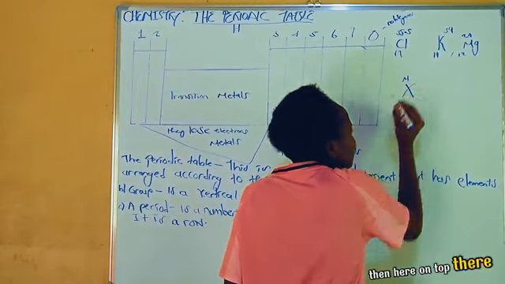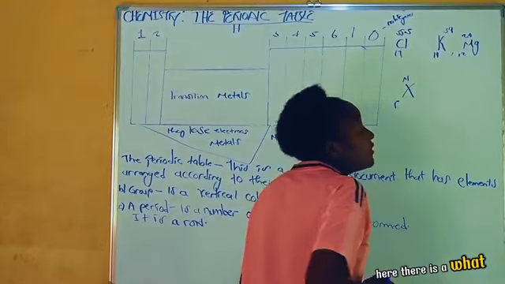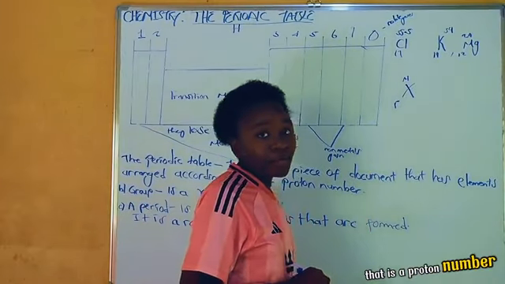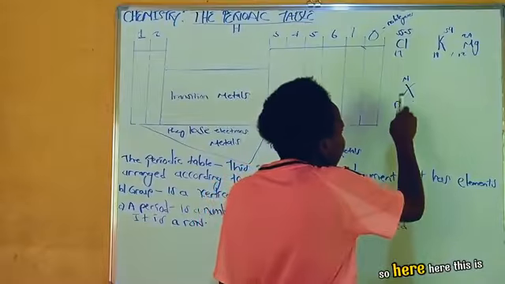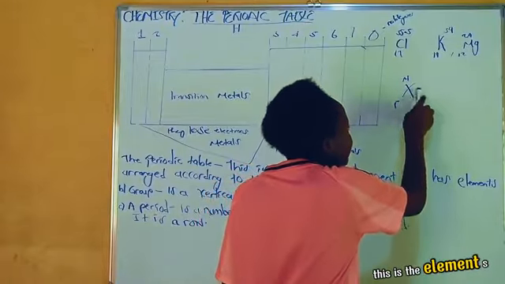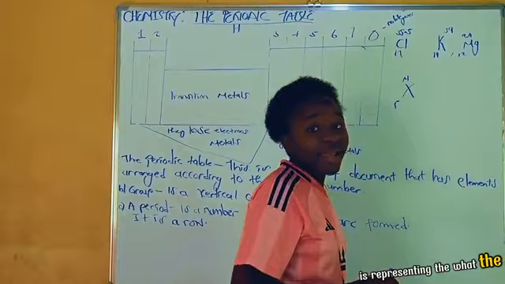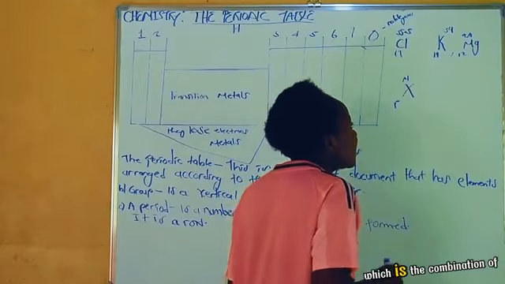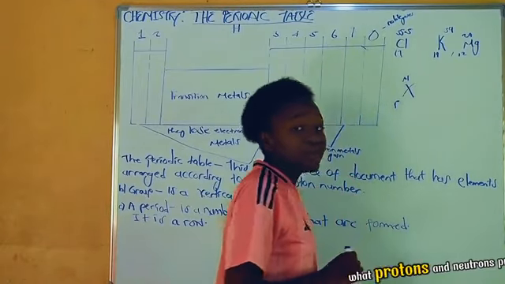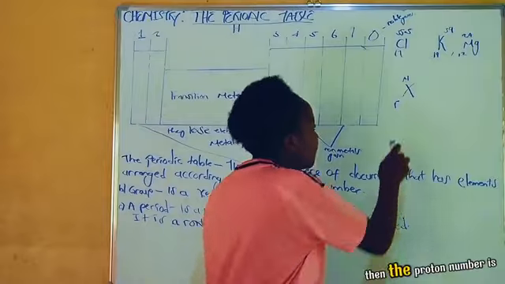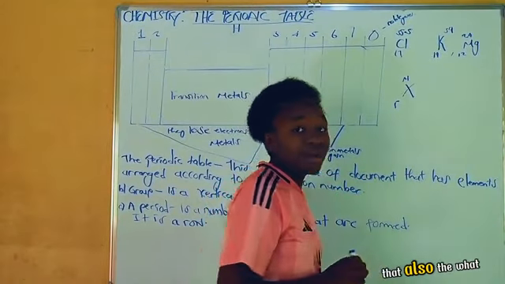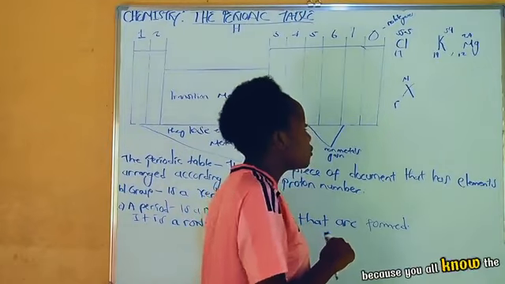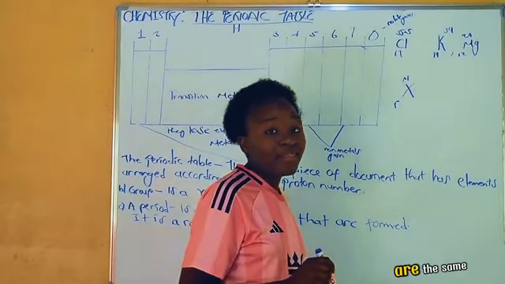Then here on top there is the mass number, and here there is the what? That is the proton number. Here, this is the element. S is representing the element. Then M is representing the mass number, which is the combination of protons and neutrons put together. Then the proton number also represents the electron number, because you all know that proton and electron numbers are the same.